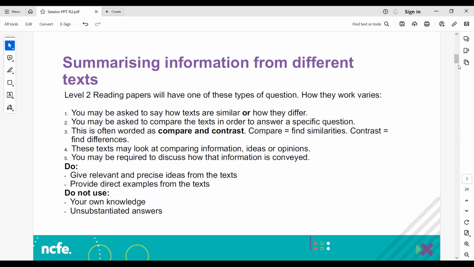But don't use your own knowledge or unsubstantiated answers. So if it is a text about a subject you know a lot about personally, that's not what the examiner is looking for. They are looking for how you've used the information in the documents of the test. So don't use your own knowledge to answer it, use the information in the texts.